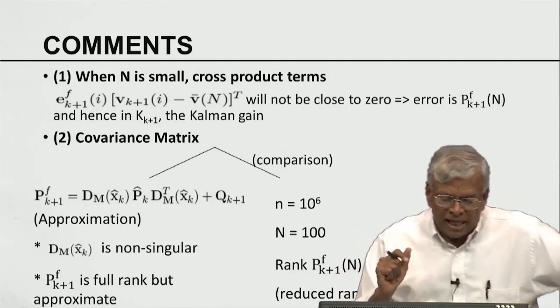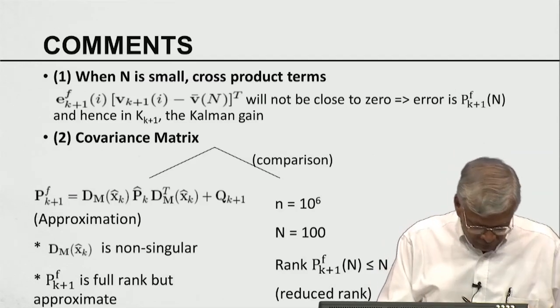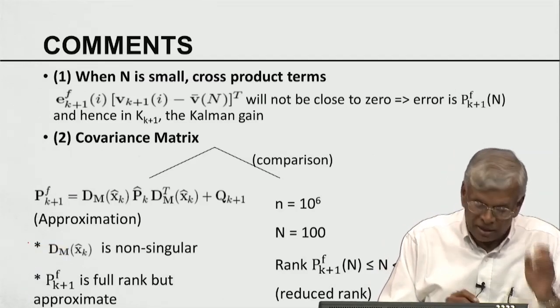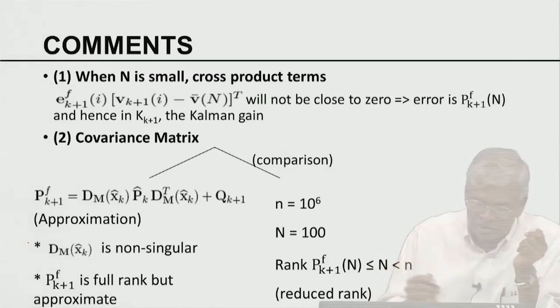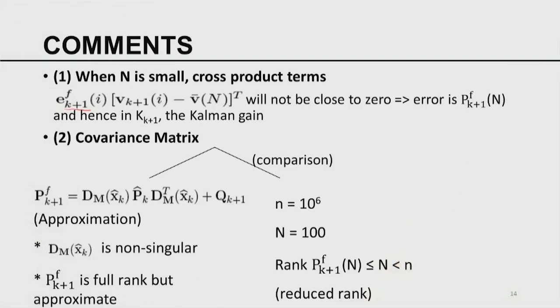So some comments. When n is small, n is always small. The cross product terms, you remember earlier, will not be close to 0. That means there will be a large error in the n-sample estimate of the forecast covariance. Forecast covariance error directly reflects into Kalman gain error. So that's something I want you to be cognizant of. That error goes to 0 only when the number of samples becomes large.